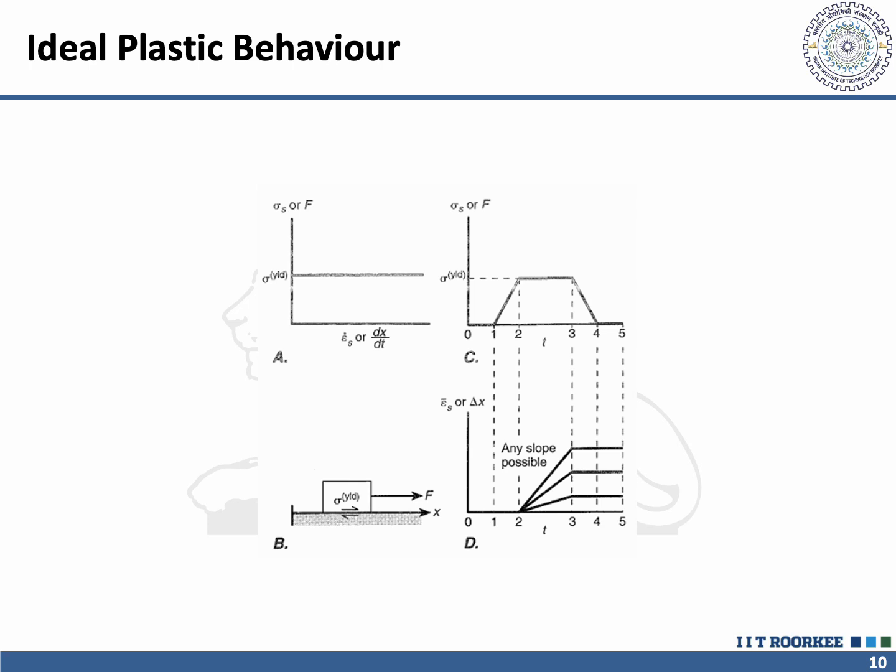As long as the stress equals sigma yield, any slope is possible. This means that the material can deform at any rate depending on conditions. Different lines show here different possible strain rates under the same yield stress. So here we can also see the strain is non-recoverable.